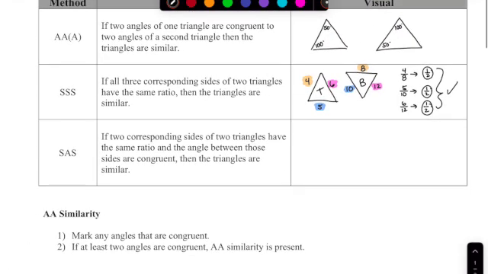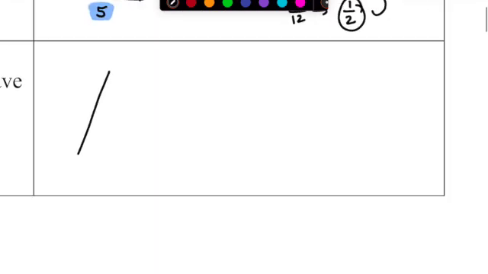Lastly, we have our beautiful side angle side, which says that if two corresponding sides of two triangles have the same ratio and the angle between those sides are congruent, then the triangles are similar. So let's look at it.